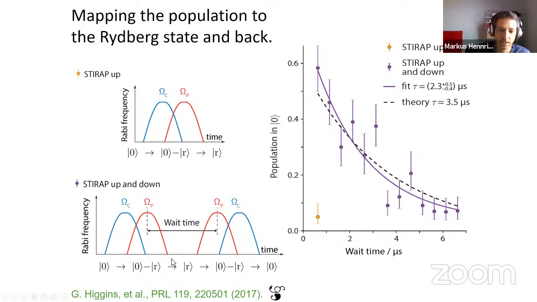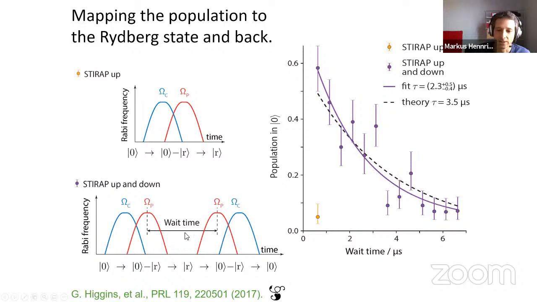By doing that, we go first from the initial state to the Rydberg state by this adiabatic transfer. We wait for some time there, and then we return the population back to the ground state. Of course, everything that has spontaneous decay in between, we will not be able to return. But we see here that we can return 60% of the population back to the ground state, even after almost a microsecond. So quite a lot of population actually ended up in the Rydberg state.